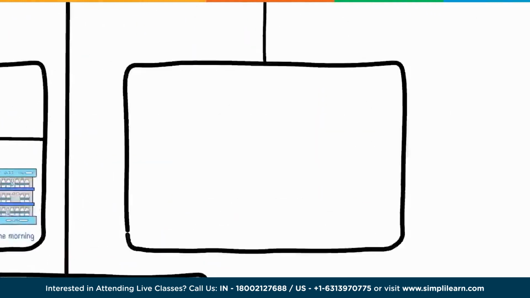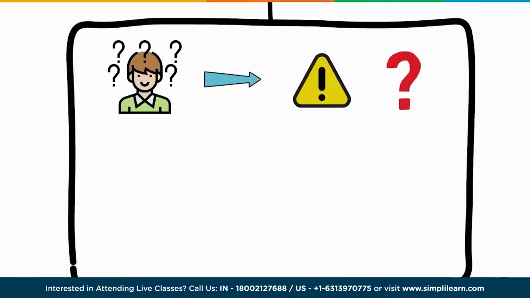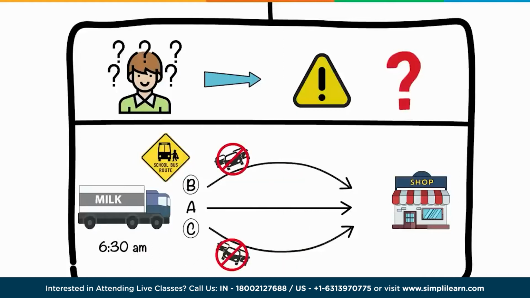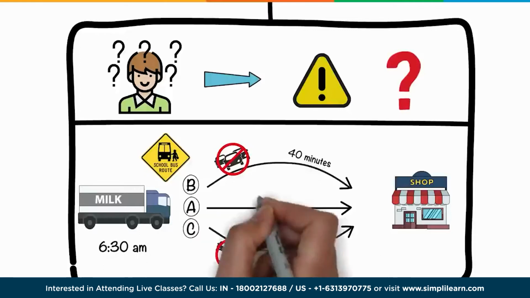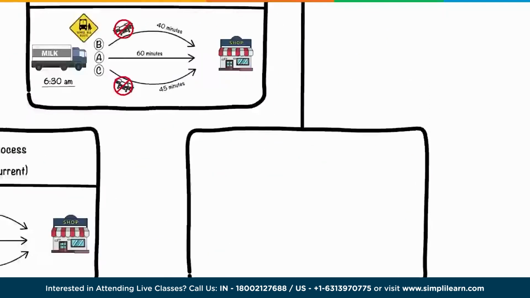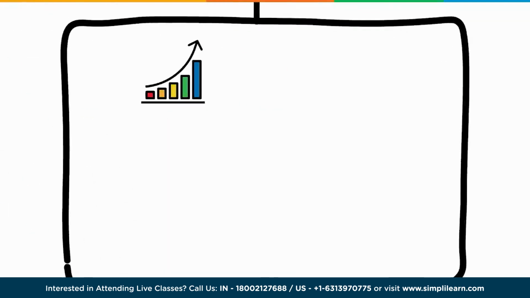In the Analyze phase, you find out why the defects exist. Since routes B and C were school bus routes, reducing the starting time by 1 hour, at 6:30 instead of 7:30, meant avoiding the traffic. Routes B and C now take 40 to 45 minutes to reach the supermarket. Route A still takes the milk truck 1 hour to get to the supermarket, even when the truck leaves at 6:30 a.m.